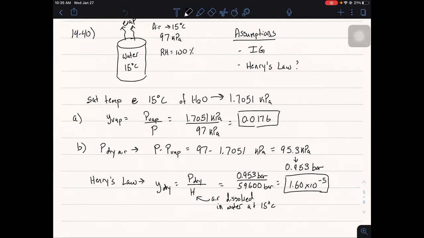This was because the air was saturated, and then we were able to solve for what y of the vapor was. And then since the total pressure was 97 kilopascals, the partial pressure of the dry air was just a simple subtraction problem that we were able to do. And then from Henry's law, the mole fraction of the air in the water was determined to be this value, which we were able to figure out.